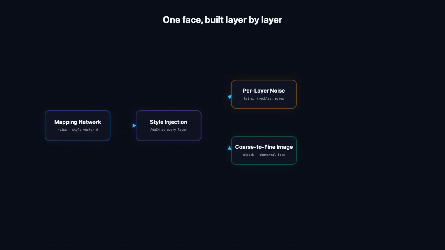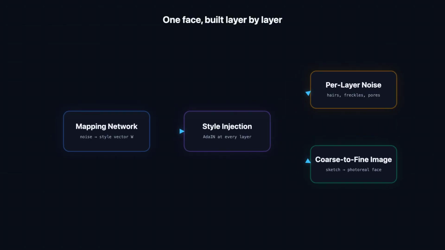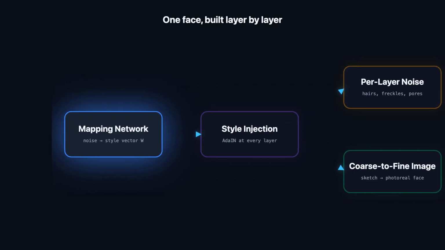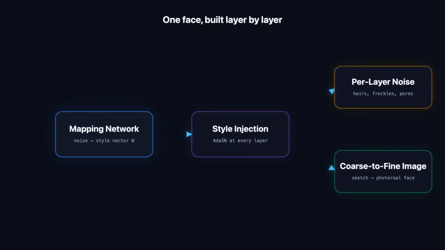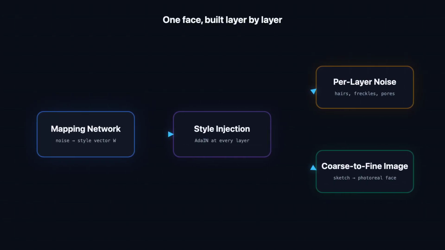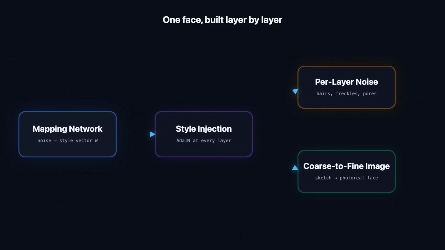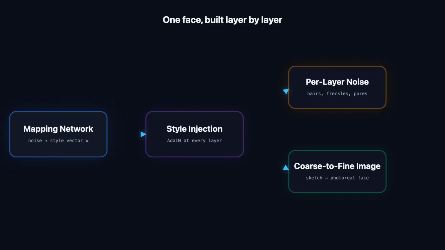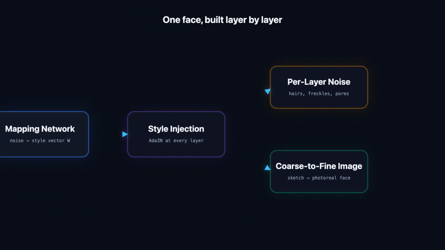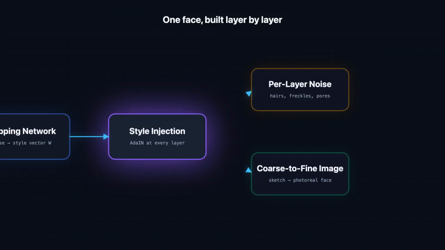To understand the trick, follow a single generated image as it gets built, layer by layer, inside the generator. Everything begins with random noise, but StyleGAN does not feed that noise straight in the way an ordinary generator does. First, a small mapping network transforms it into an intermediate style vector, usually called W. This step disentangles the messy raw noise into something the generator can actually steer. Then comes the signature move.